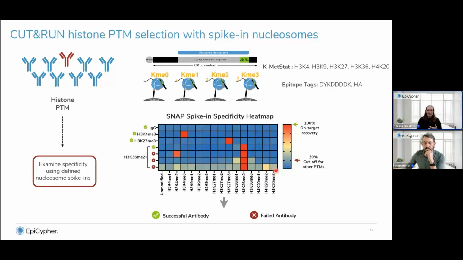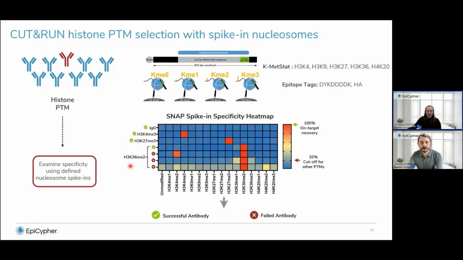Here we are visualizing spike-in specificity for 7 different antibodies. Antibodies which only recover a spike-in nucleosome carrying the target PTM with less than 20% cross-reactivity to off-targets are considered a successful antibody. And this K-MetStat panel serves a dual purpose. One, confirmation that the experiment was run successfully, which is evident by the 3 controls, IgG, H3K4-trimethyl, and H3K27-trimethyl. And secondly, it can also be used to validate new reagents. And in this example, it's H3K36-dimethyl.